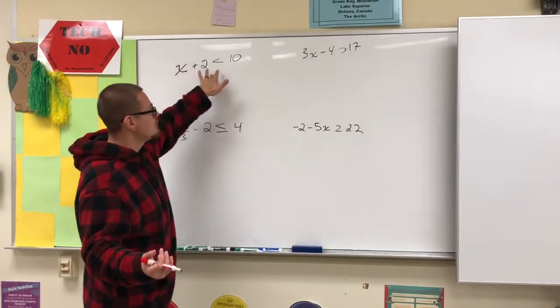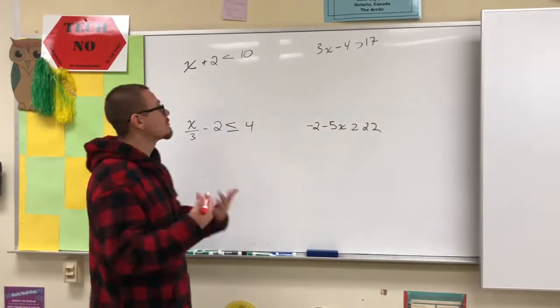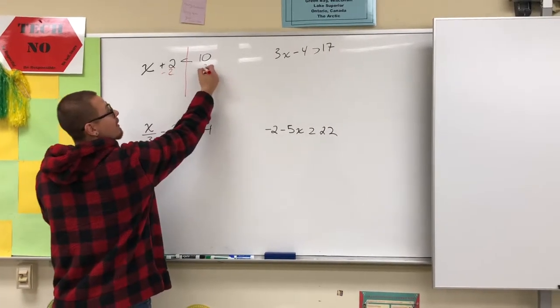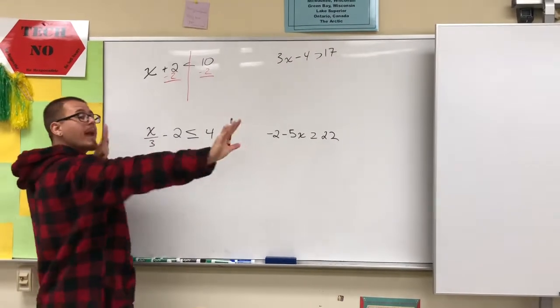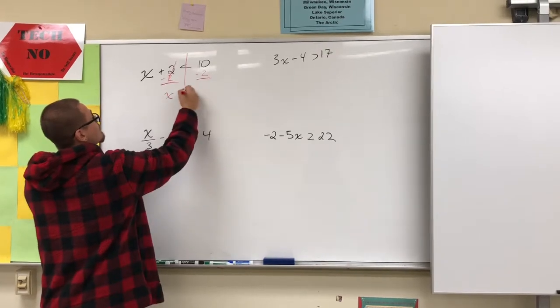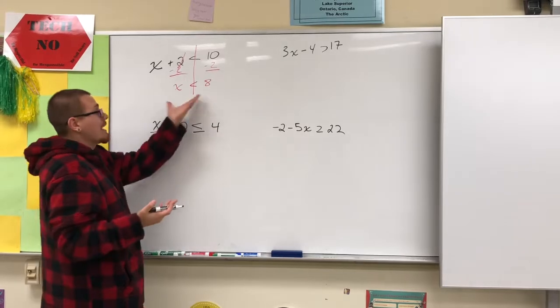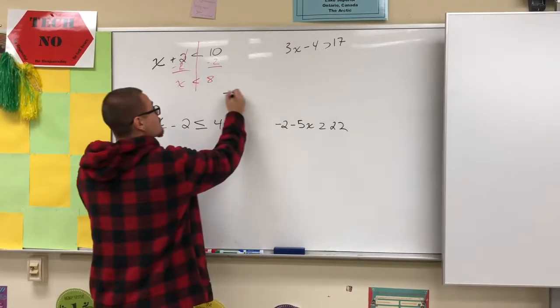X plus 2 is less than 10. How do you get rid of the 2? Well, I like to train track it. I'm going to subtract 2 on both sides using the subtraction property of equality to keep it balanced. We get x is less than 8. Now, that's one way to represent it. This definitely works, but I like seeing that graph to go along with it.